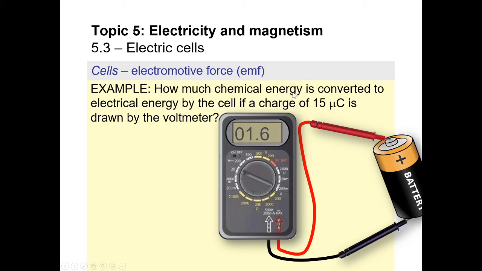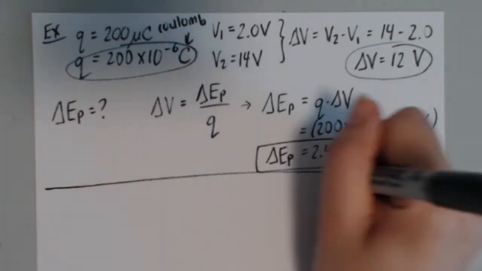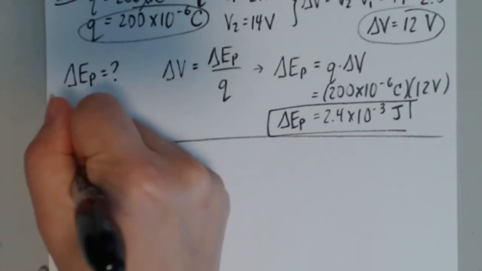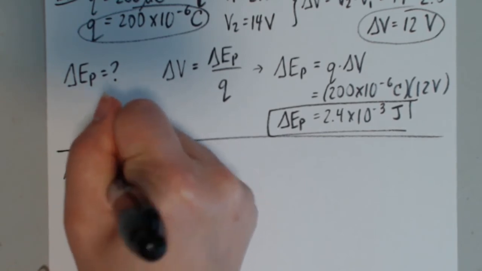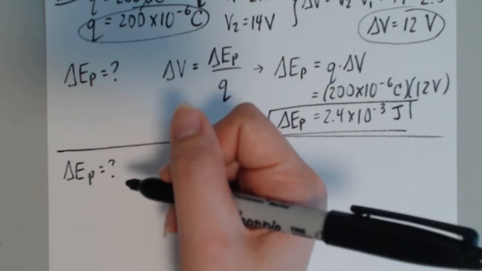All of the chemical energy ideally is converted to electric energy unless there is loss of energy due to heat, again, as we'll see very soon. Now, we know what the charge is, 15 microcoulombs. We know what the voltage is, it's 1.6 volts. So let's go to our paper and work this out. So really what we're looking for is delta EP. We're looking for the change in potential energy because that is going to get converted to electric energy.